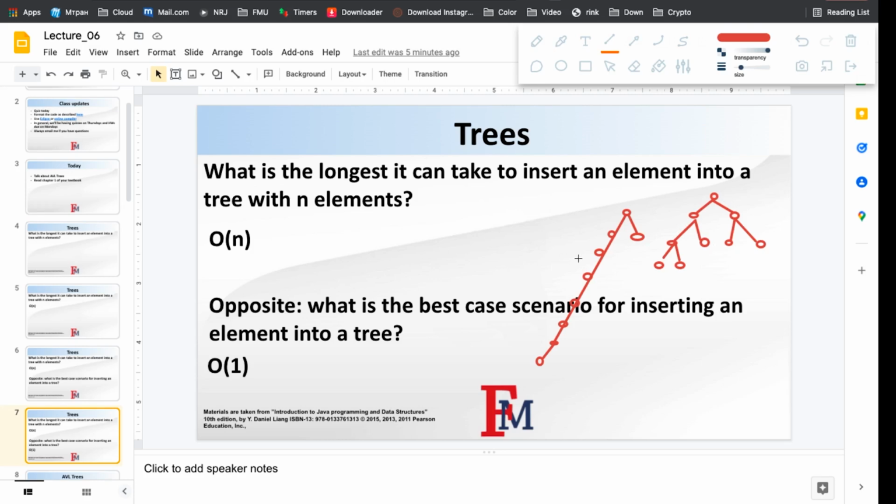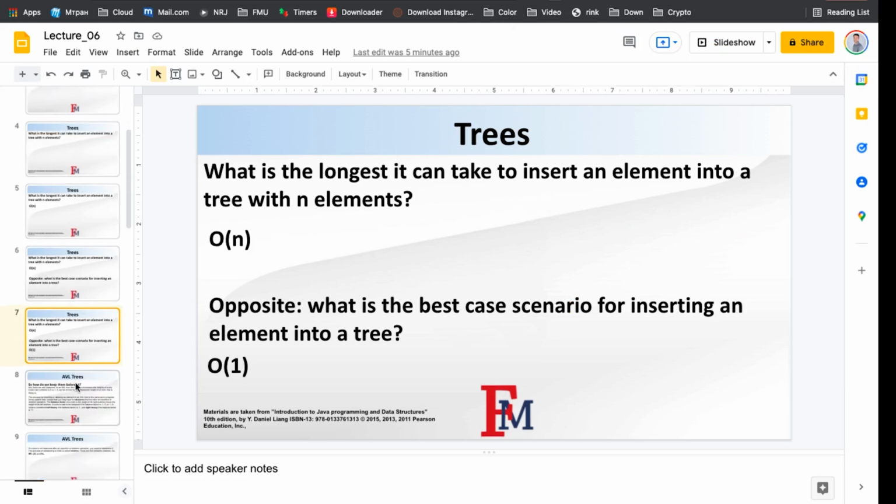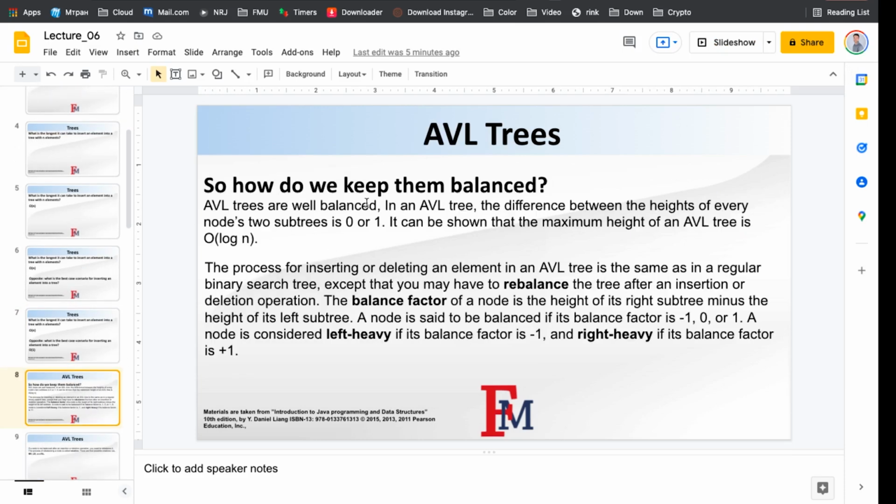That's what balancing is all about, and the AVL trees we'll discuss today are about that too. So how do we keep trees balanced? AVL trees are well balanced, so you're not going to have the situation of one straight line. In an AVL tree, the difference between the heights of every node's 2 subtrees is either 0 or 1.